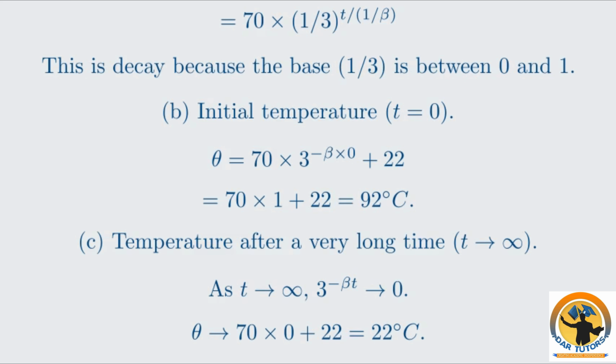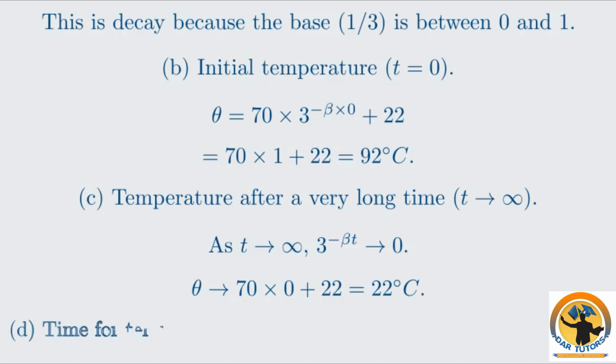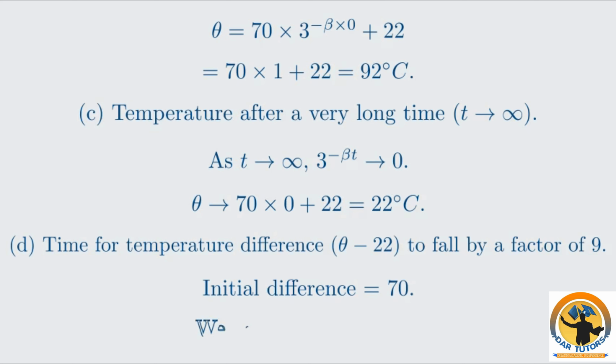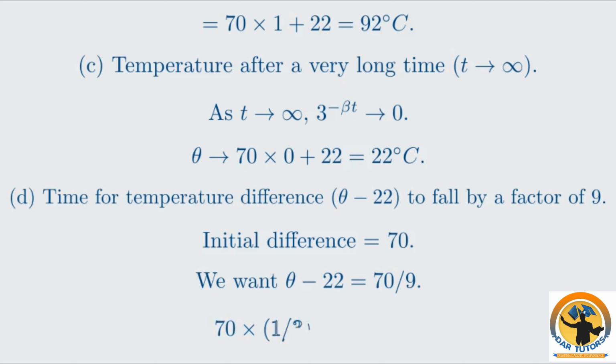Part D is a bit trickier. We need to find the time it takes for the temperature difference between the coffee and the room to fall by a factor of 9. The temperature difference is theta minus 22, which we know is 70 times 1/3 to the power of beta t. We want this difference to be 1/9 of its initial value. The initial difference was 70, so we set 70 times 1/3 to the power of beta t equal to 70 times 1/9. Dividing by 70, we get 1/3 to the power of beta t equals 1/9.